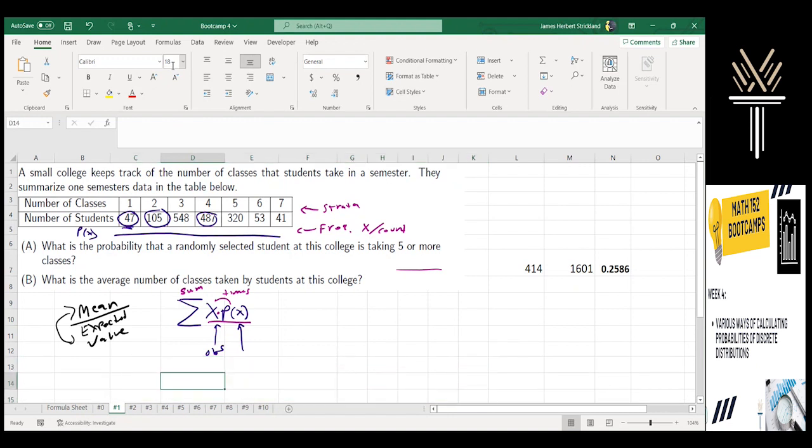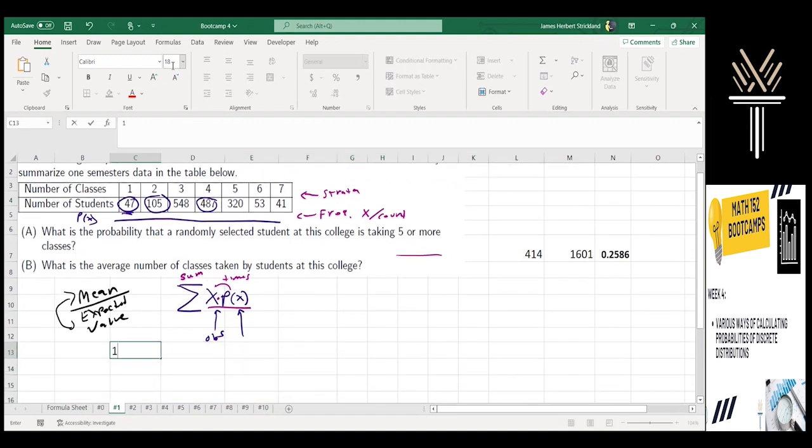And so we have our observations, actually our classes, 1, 2, 3, 4, 5, 6, and 7. And then we have these observations: 47, 105, 548 people, 487 people, 320, my bad, 53, and finally 41.